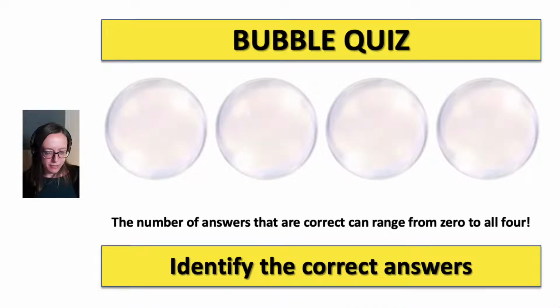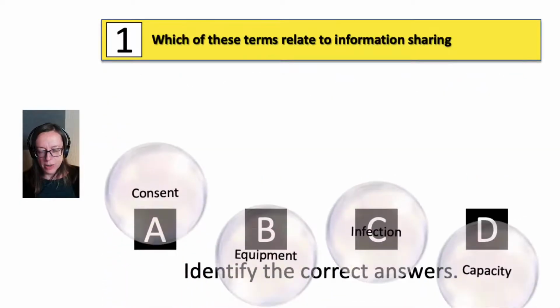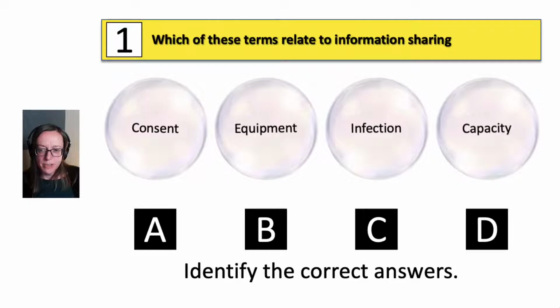I think all of you guys have been on a live stream before, so you know how this works. I'm going to show you a question. There are 4 answers, and none of them could be correct, 1 of them, 2, 3, or all 4 of them could be correct, okay? So the first question, which of these terms relate to information sharing? A, consent, B, equipment, C, infection, and D, capacity. So which of those relate to information sharing?